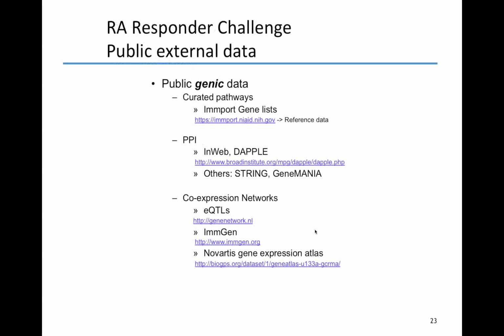and getting a larger set of genes so that you could look at SNPs that map to those genes as a larger feature set. And the ImmGen and Novartis Gene Expression Atlas, maybe some of you are familiar with, are also larger scale multi-tissue expression profile data sets where you could look at co-expression, at correlations, to build networks. Next slide.